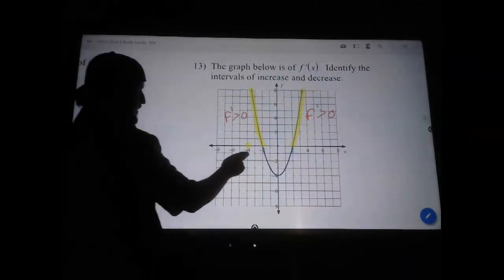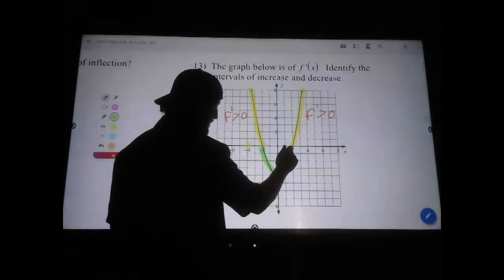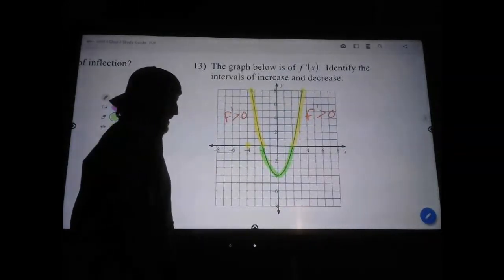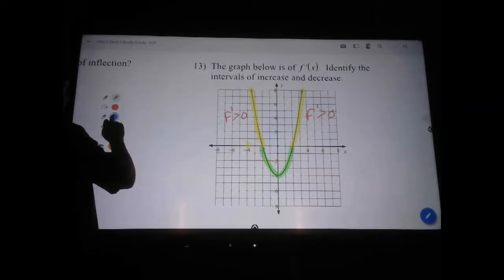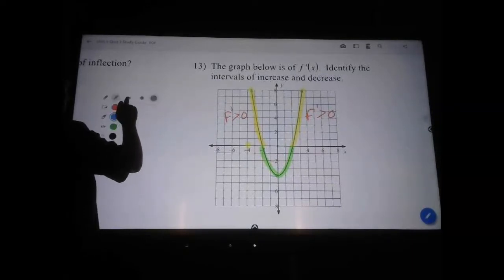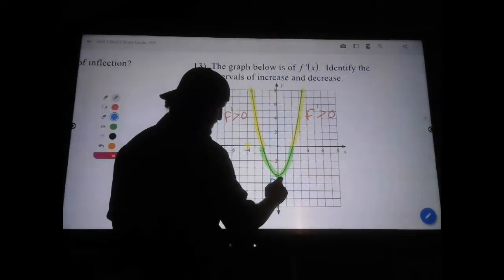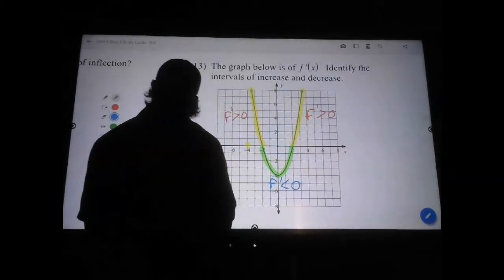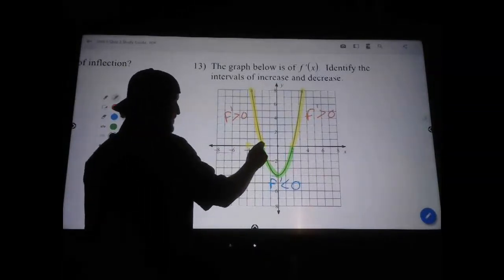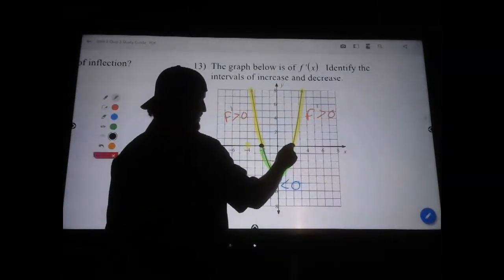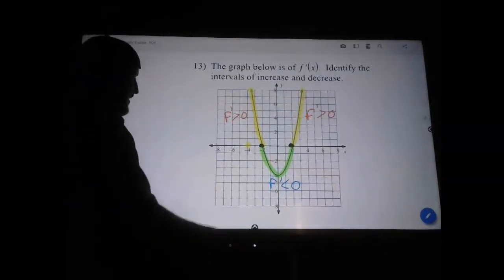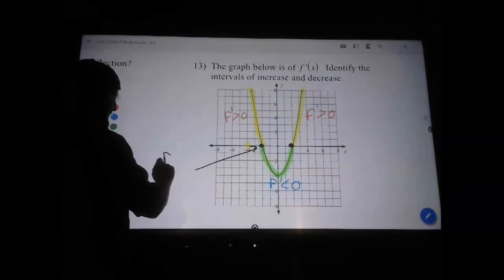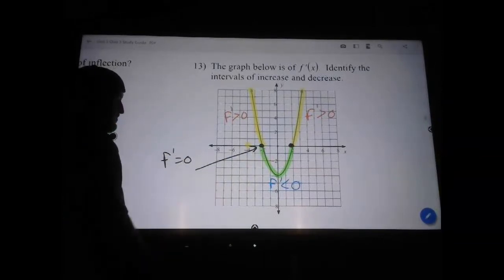Now, here, f prime is below the x-axis, so on that interval, we would say that f prime is less than 0. But what about right here where it switches from greater than 0 to less than 0, and also over here where it switches from less than 0 back to greater than 0? Well, at those points, f prime actually equals 0.